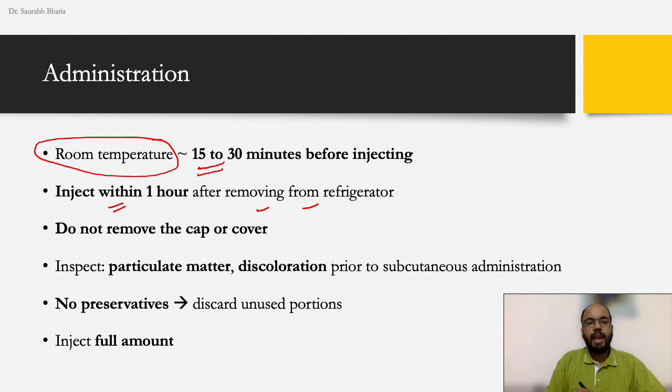Do not remove the cap or cover. Remember that in all pre-filled syringes or auto injector pens, the cap has to be removed just before you are injecting, okay, to prevent needle stick injuries. Inspect for any particulate matter or discoloration prior to administration. The biological does not have any preservative. That means if there is any unused portion, you have to discard it completely and inject the full amount. We are clear on that? Let's move forward.